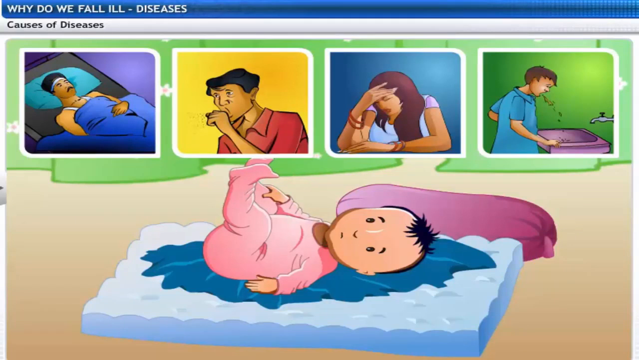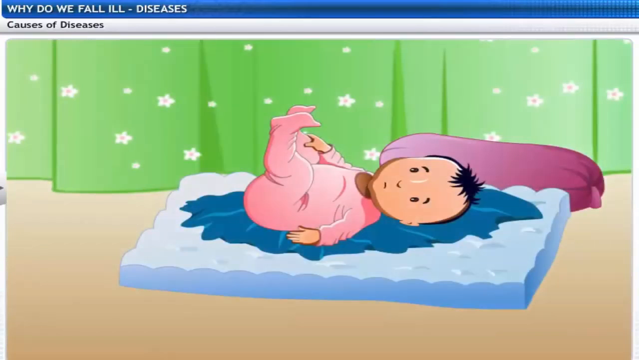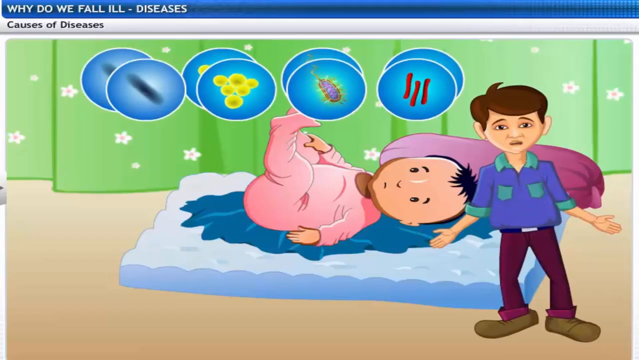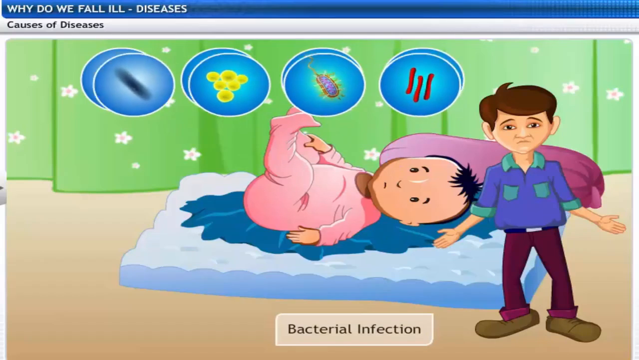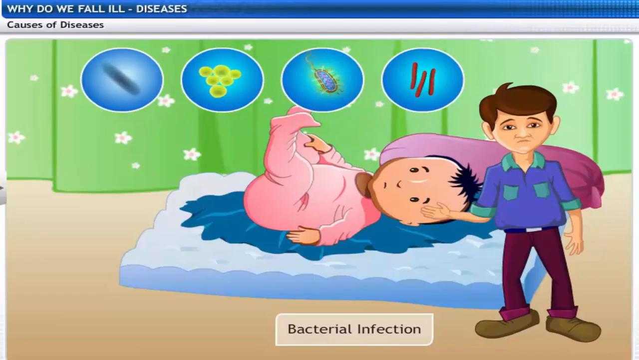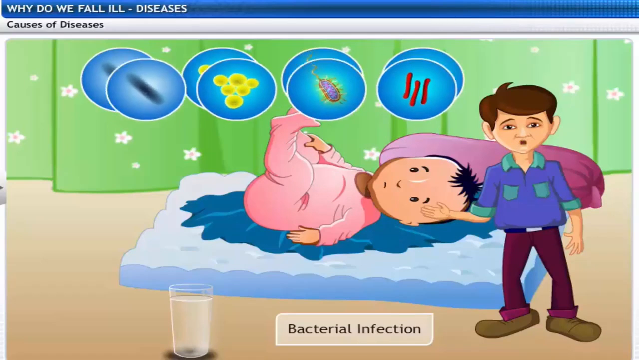Signs or symptoms give a definite indication of the presence of a particular disease. This baby has vomited quite a few times today. What could be the causes of this repeated vomiting? Now let me think. The cause of vomiting could be a bacterial infection. Bacteria could have entered the baby's system through unclean drinking water.